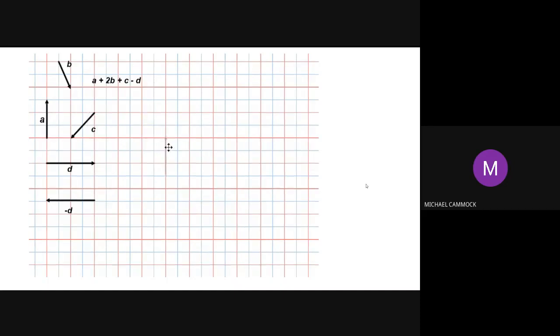So there is your A. I'm going to put the B twice. Okay, that one isn't lined up so great, but anyway. I'm going to put one of the C's. And as I said, we're going to put a minus D. So not the D, but the minus D, the one that runs in the opposite direction. So the resultant vector is that vector, the vector that starts where the first vector started from and ends where the last vector ended.